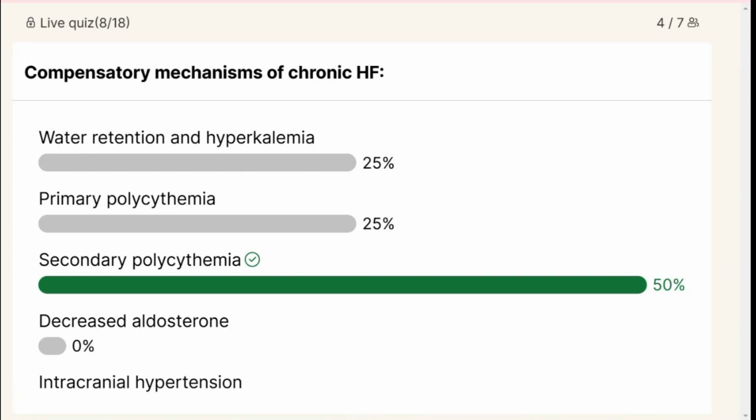Okay, so I'll be explaining the heart failure questions. So the first option, it is water retention because of RAS, but it's not hyperkalemia, it will be hypokalemia because aldosterone has a hypokalemic tendency.